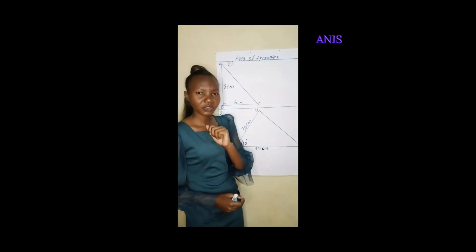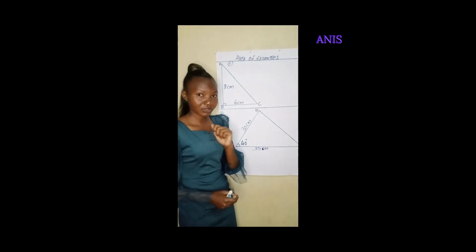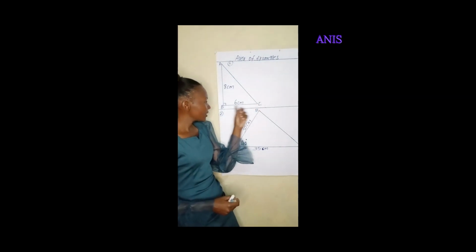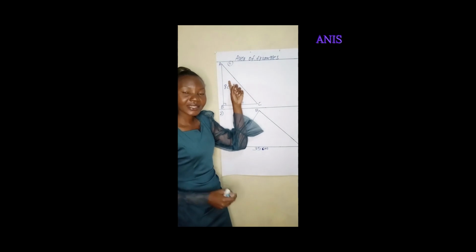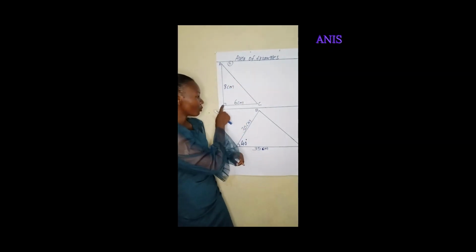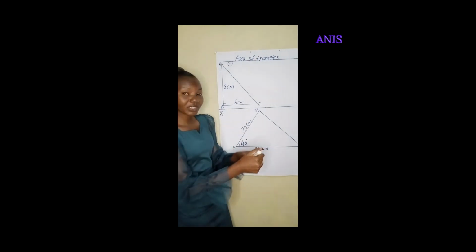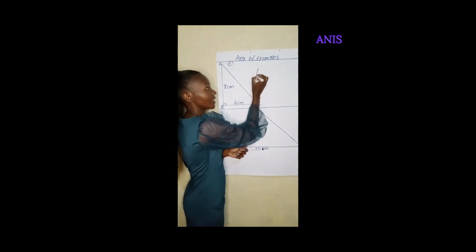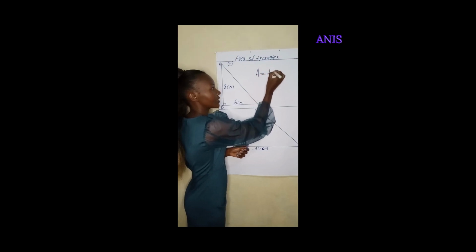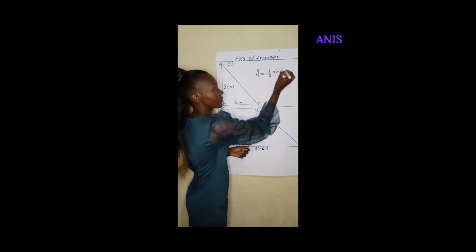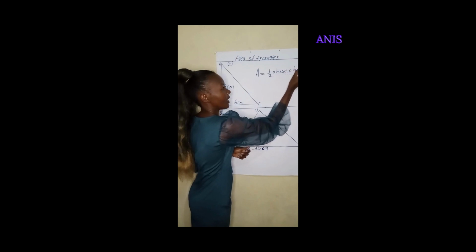And there is one special thing about right triangles. You find that the base and the height intersect to form an angle of 90 degrees. So if you're trying to get the area, you just say that the area is given by half times the base times the height.